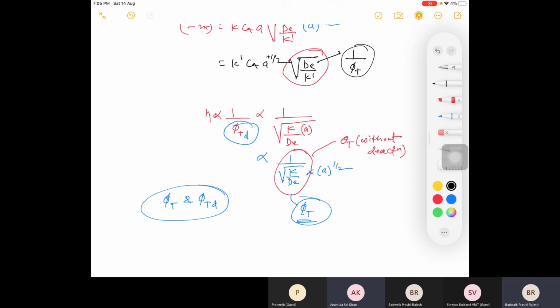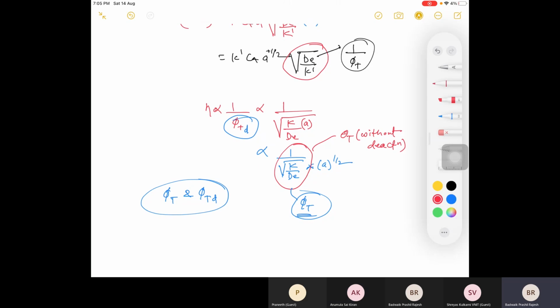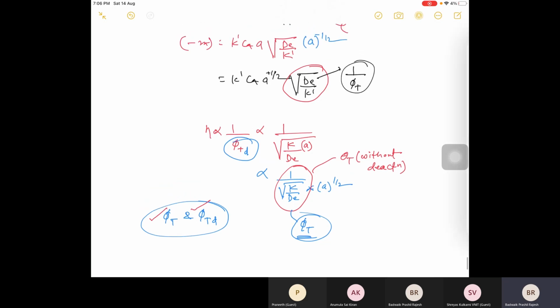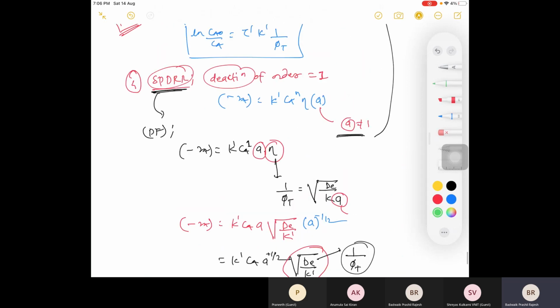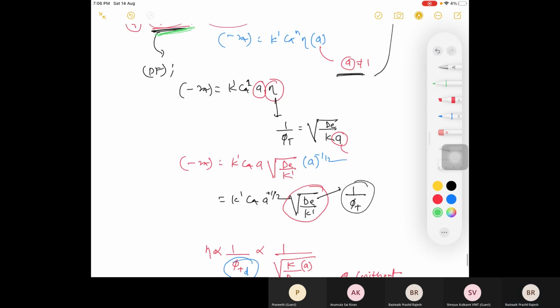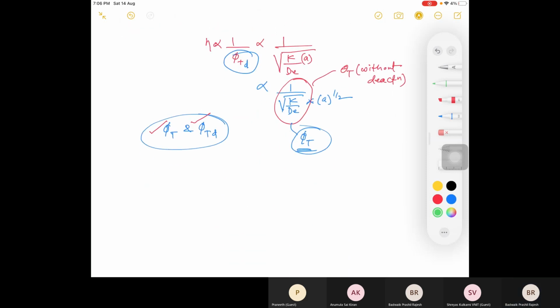Yes, sir. There will be no deactivation term. So be careful while writing theta t and theta td. This arises whenever there is strong pore diffusion. Otherwise, you don't need to worry about theta t. Whenever it says that there is strong pore diffusion, at that time you need to take care of this. Otherwise, it's fine.